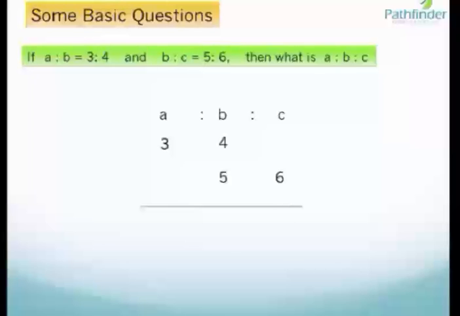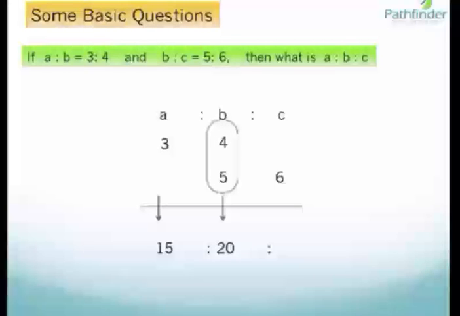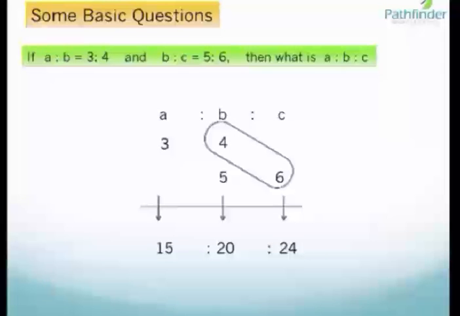Now to find the ratio A as to B as to C, first multiply 3 and 5 as shown there and you get 15. Next multiply 4 and 5 and you get 20. And next multiply 4 and 6 and you get 24. So 15 as to 20 as to 24 is the ratio A as to B as to C.